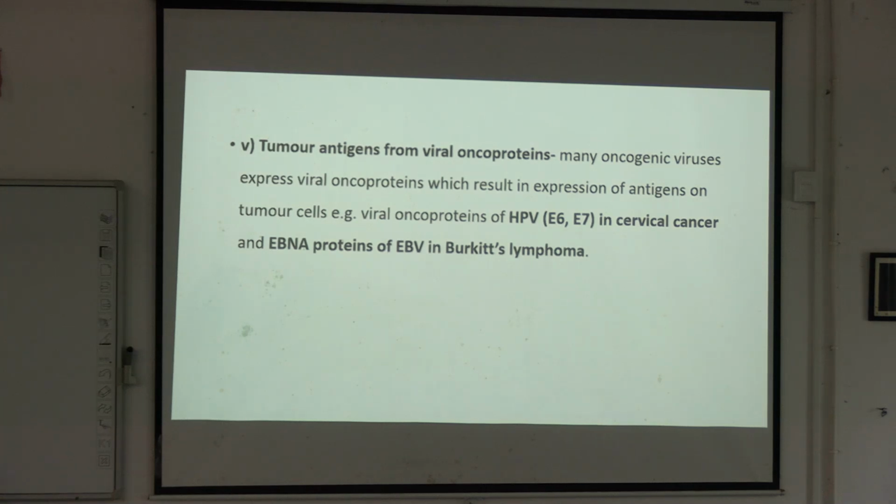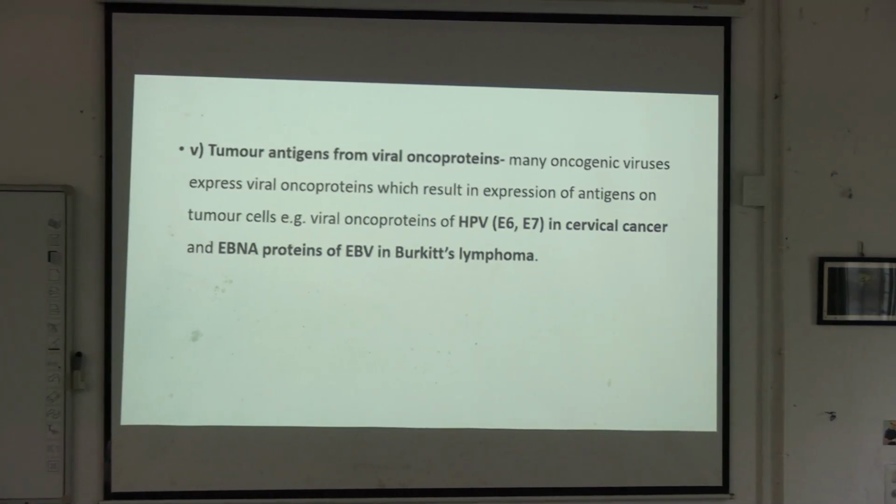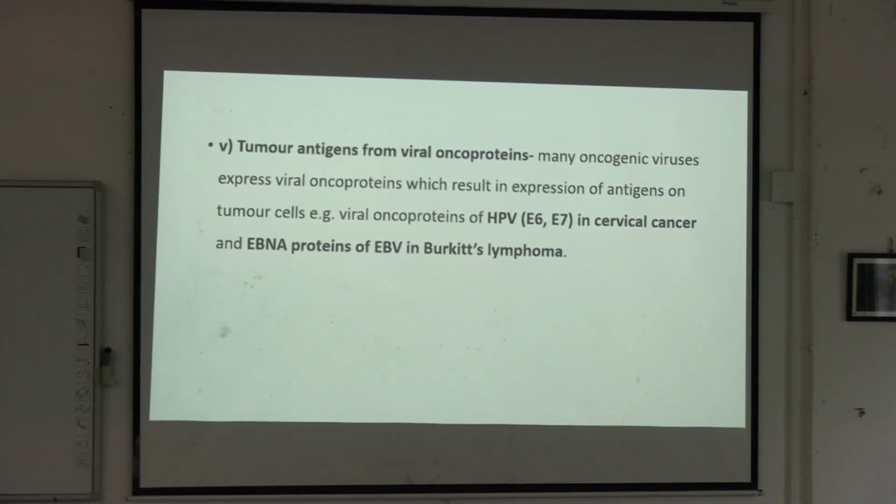Then number 5 is tumor antigens from viral oncoproteins. Many oncogenic viruses express viral oncoproteins which result in expression of antigens on tumor cells, that is viral oncoproteins of HPV in cervical cancer and EBNA protein of EBV in Burkitt's lymphoma.